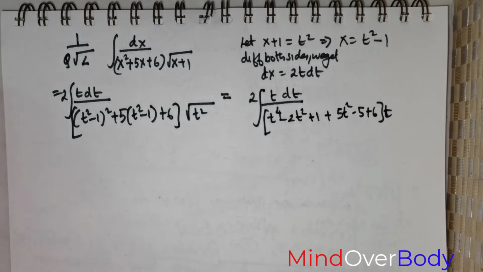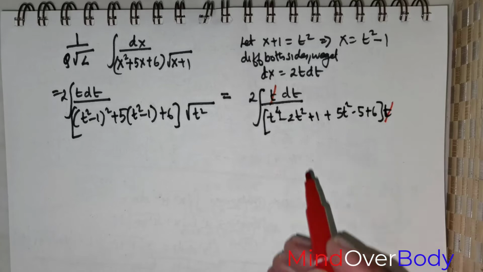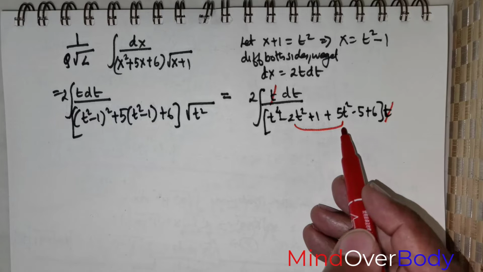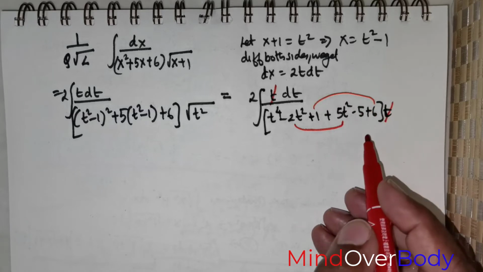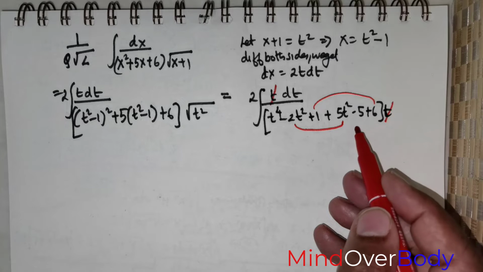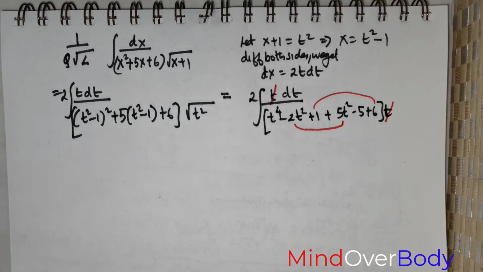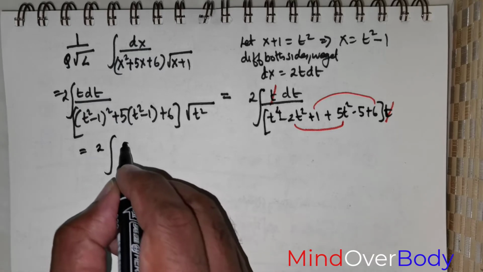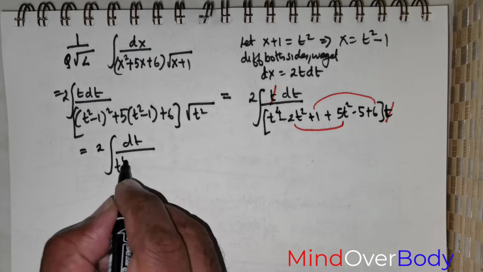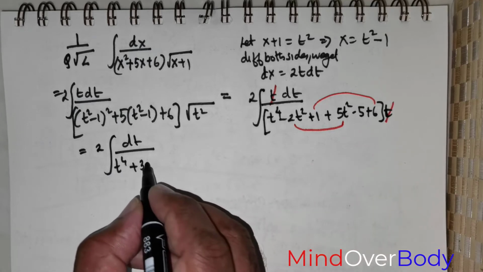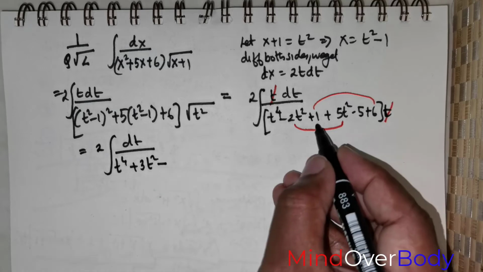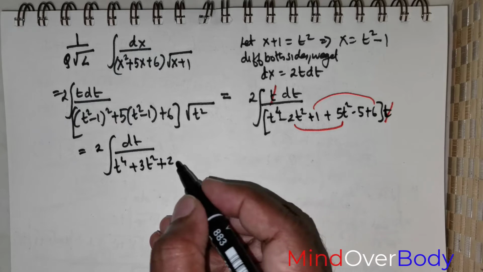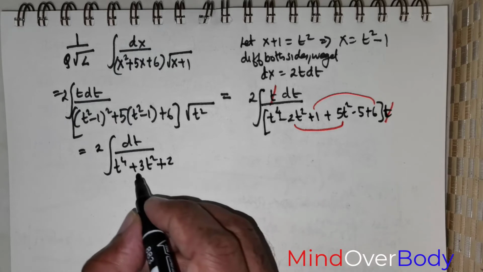So we can cancel this t and add negative 2t squared with 3t squared, and add 1 to 6, that's 7, and from 7 you can take away negative 5. So that is going to be equal to 2 times integral dt divided by t raised to the power of 4 positive 3 times t squared, and this is going to be positive 2. So this is a quadratic equation in disguise.